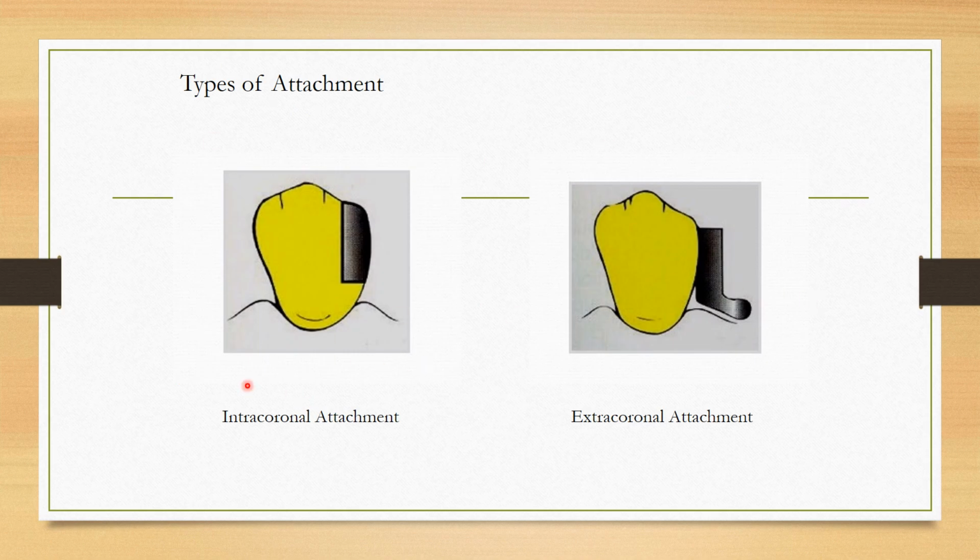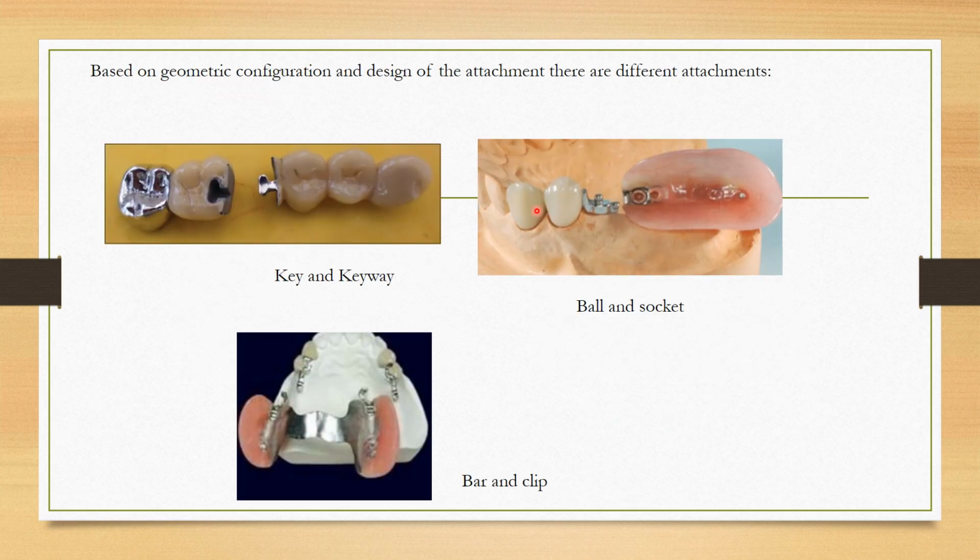These are of two types, that is intracoronal and extracoronal. This is outside and this is on the surface. Based on the geometrical configuration and design of the attachment, there are different attachments. This is like a key and keyway, and this is like a ball and socket, where the socket will fit on the ball. And this is a bar and clip, so it will be a clip on the bar attachment.